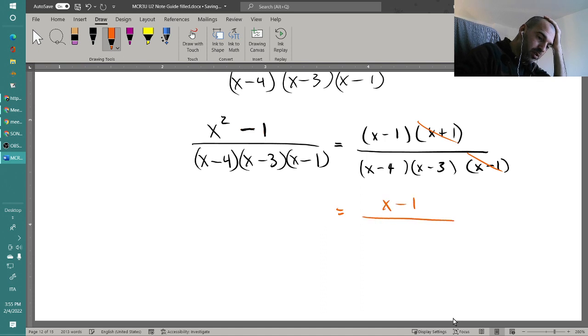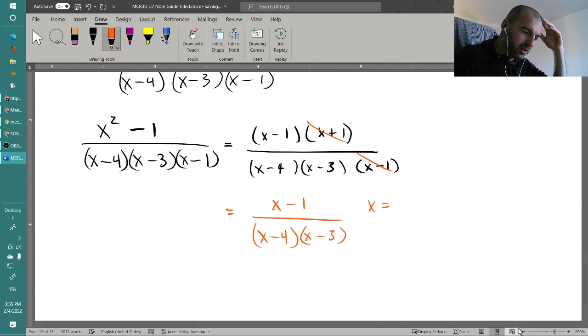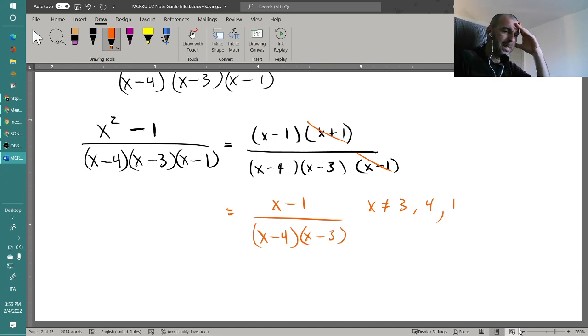x minus 1 over... probably want to do restrictions. Again, I think I forgot restrictions on the previous one. But restrictions are going to be x cannot equal 3, 4, and 1. Okay.